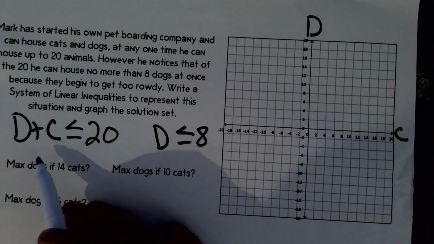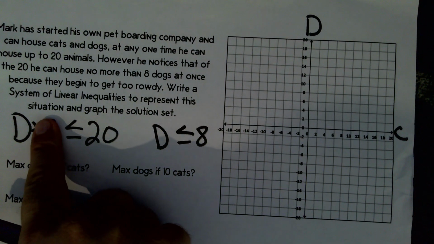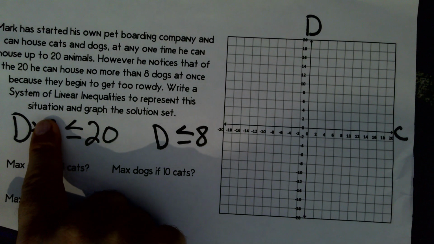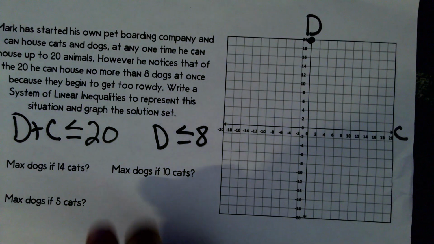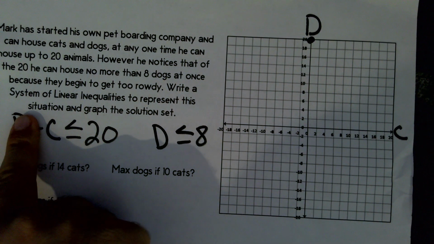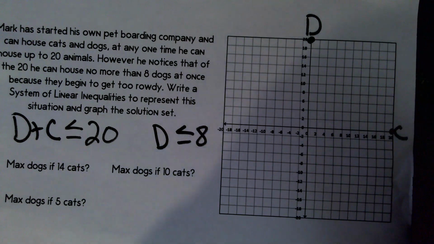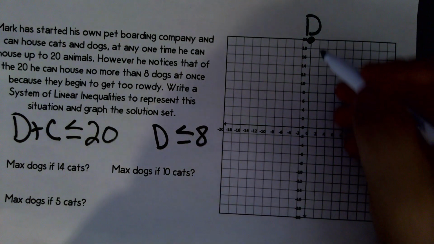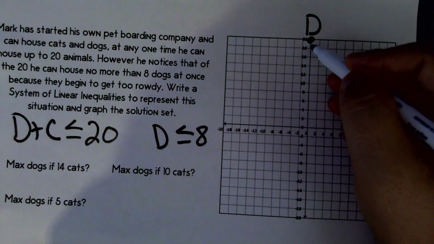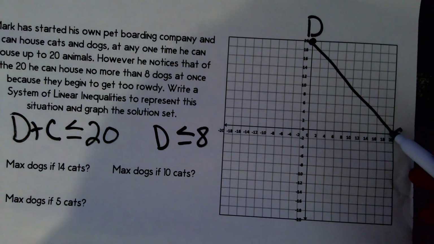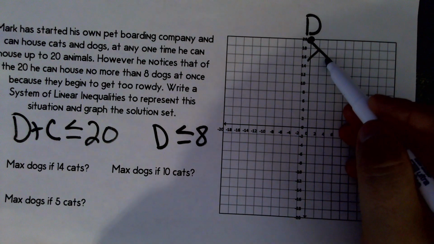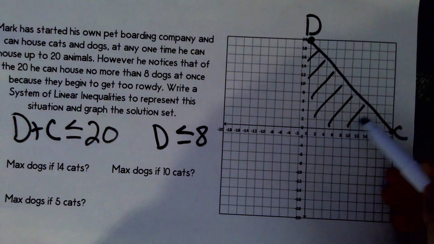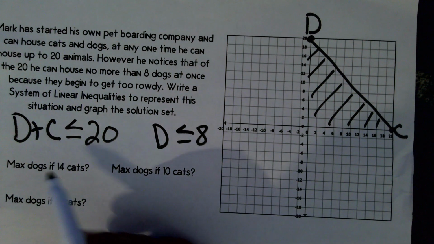First, for the dogs, if I had no cats, so no cats were in the boarding company, according to this, I can have up to 20 dogs. So I'm going to come up here to 20 and put a little point. And for the cats, if I had no dogs, I could have 20 cats. This is less than or equal to, so solid line on the inequality, solid line on the graph. Less than means shaded down. I'm going to go ahead and shade down. Okay, so that's our first inequality.